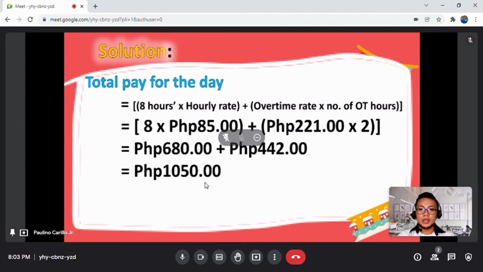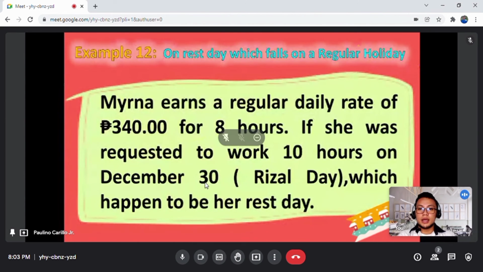Now, for the last example, the rest day which falls on a regular holiday. It is Myrna's rest day, but it is December 30 and it is Rizal Day. It is a regular holiday according to our calendar. And then she was requested to work on that day. What will happen to her total pay on that day?